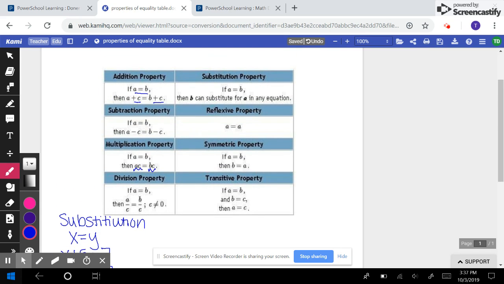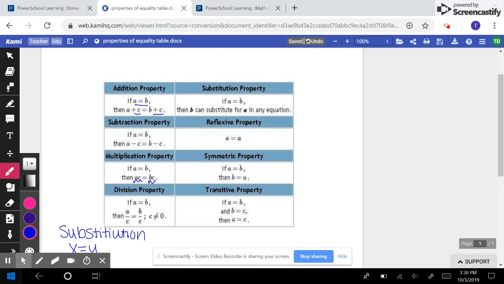The next property is the reflexive property. That is A equals A, or anything just equals itself.